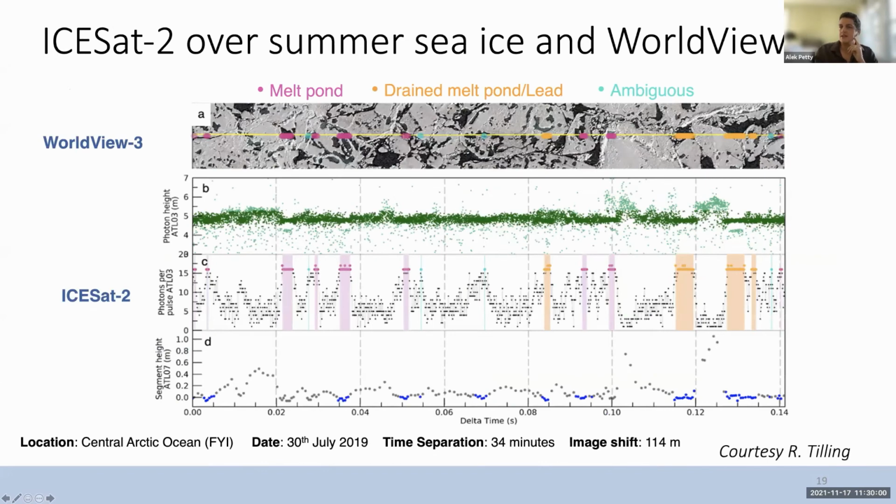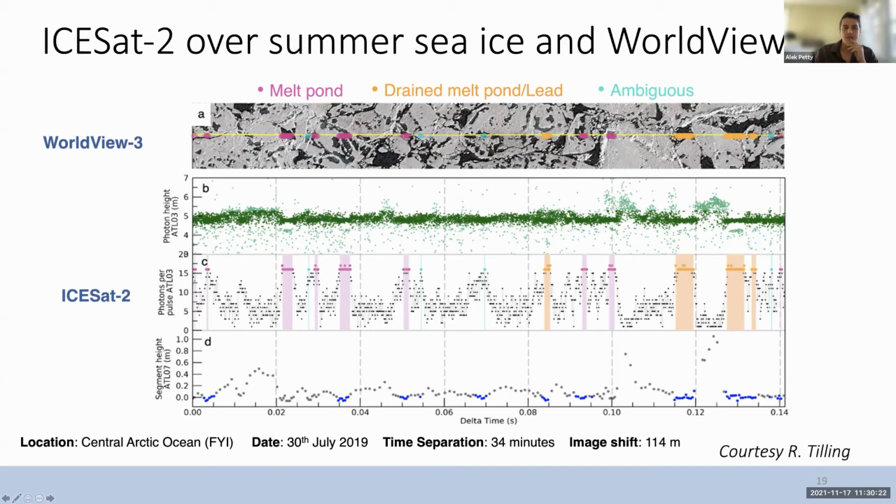Things get more interesting in summer, as I mentioned earlier. This is some work that Rachel Tilling is leading as part of our efforts in the Project Science Office, looking at ICESat-2 over summer sea ice. As I said, ICESat-2 is producing data all the time, even over summer ice. Things are just more uncertain. So data users should just be more wary of how they interpret the data in summer.